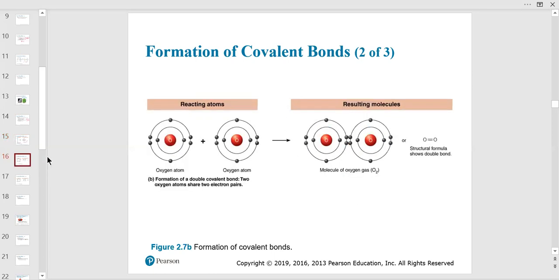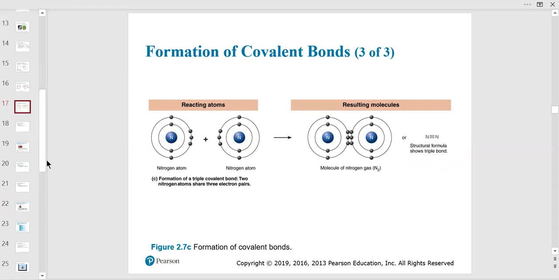So here's oxygen. Okay, that's a double bond. So oxygen has an atomic number of 8. So you have the 6 valence electrons, and it's easy to share these two pairs, 4 total electrons, and have that O2 gas. Covalent bond, that's the key. That's the takeaway.